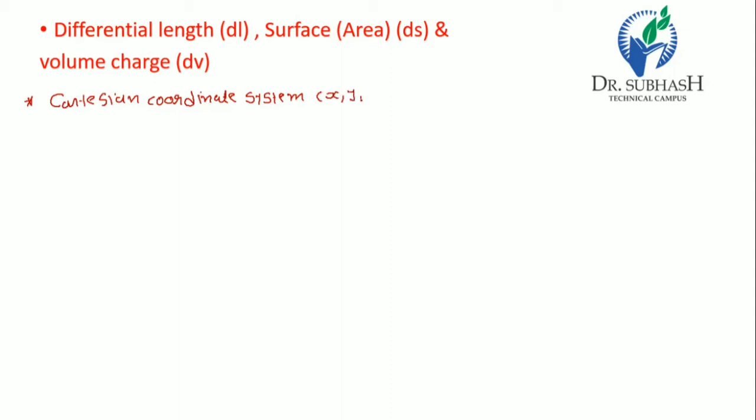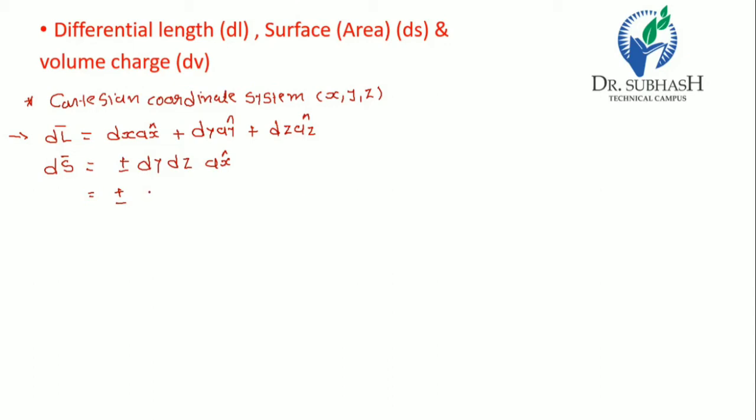x, y and z, the basic formula of the differential length, which is represented by dl, is dx ax plus dy ay plus dz az. Differential surface is represented by ds. The basic formula is plus or minus dy dz in the ax direction.